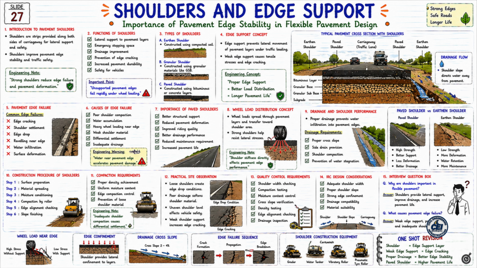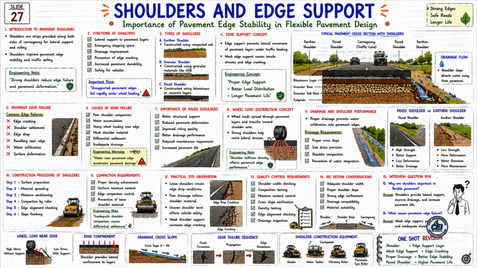Now let us look at the 11th topic. 1-1 compaction requirements. Shoulder compaction में क्या important है? Proper density achievement, uniform moisture content, edge compaction control, prevention of loose shoulder material. Now see the engineering note below. Inadequate shoulder compaction causes differential settlement, and this is the common issue in field projects.